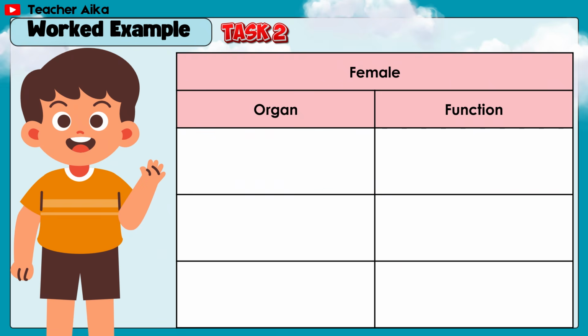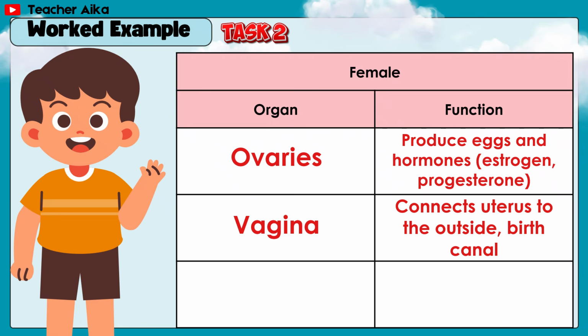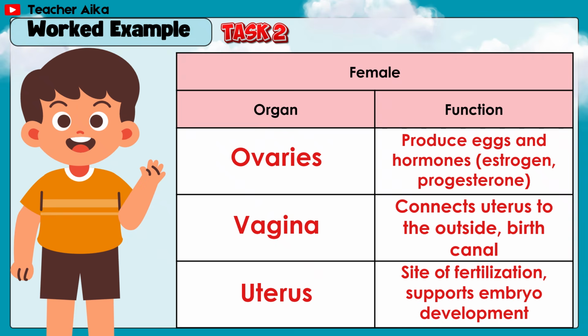Next, let's have the female. Organ, ovaries. Produce eggs and hormones, estrogen and progesterone. Vagina connects uterus to the outside, birth canal. And last, uterus, site of fertilization, supports embryo development.